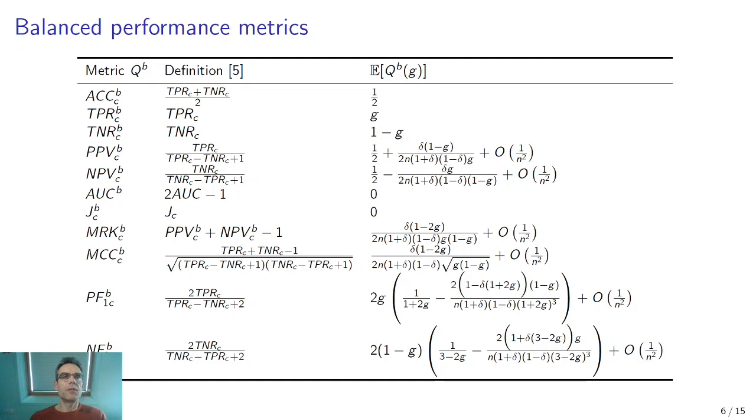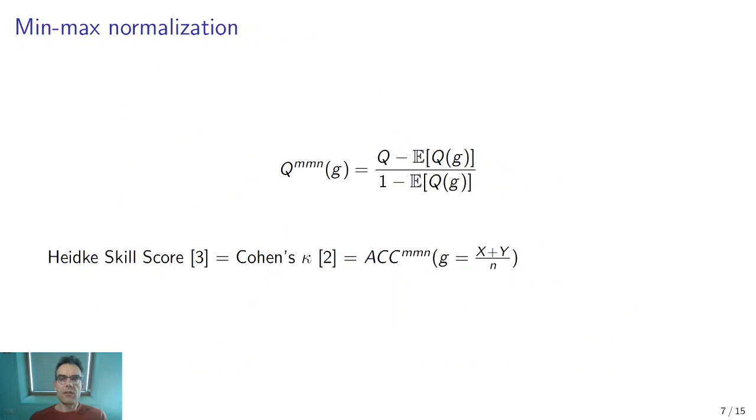We can do the same thing for balanced performance metrics. I'm not going to go into this for time reasons. And once we have the expected value, then we can min-max normalize our metric so that it runs from 0 to 1, where 0 means the model is not performing better than the expected value, and 1 means you have perfect prediction.